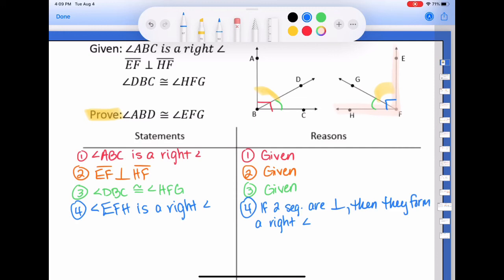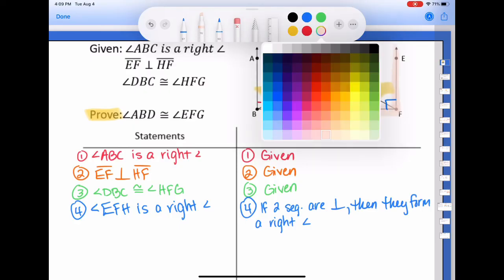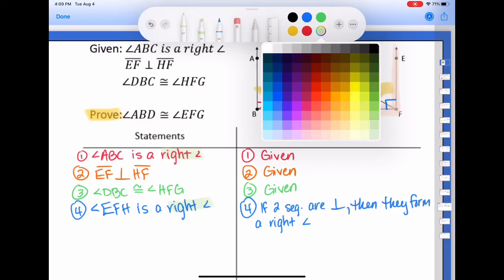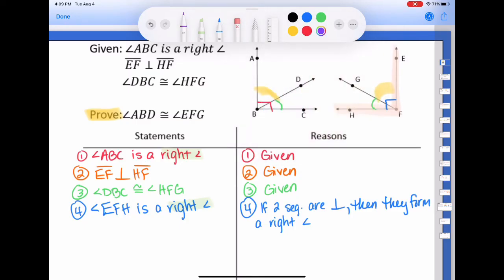Now, if I want to use the subtraction property, I have to say that those big angles are congruent. Right now, I know that those big angles are right angles, right angle, right angle. But I don't know that they're congruent yet. So I need a step saying that I have congruent angles. So step 5 is that those big angles, angle ABC, is congruent to angle EFH. So now my right angles are going to be congruent.